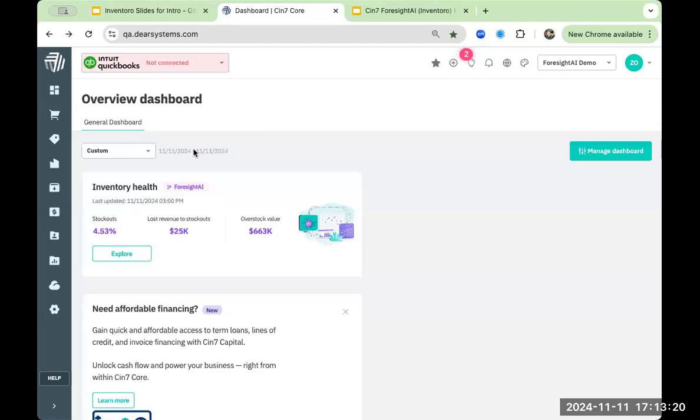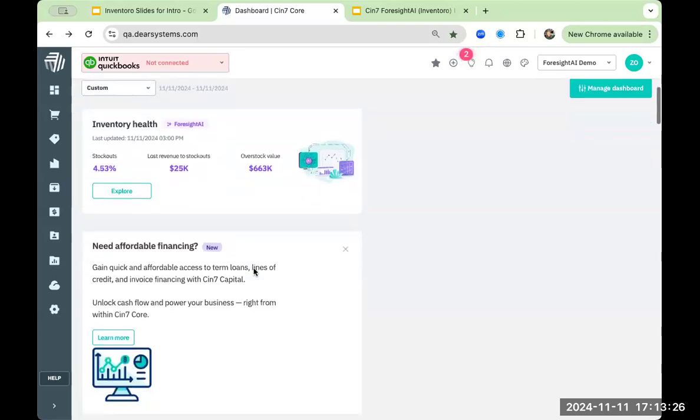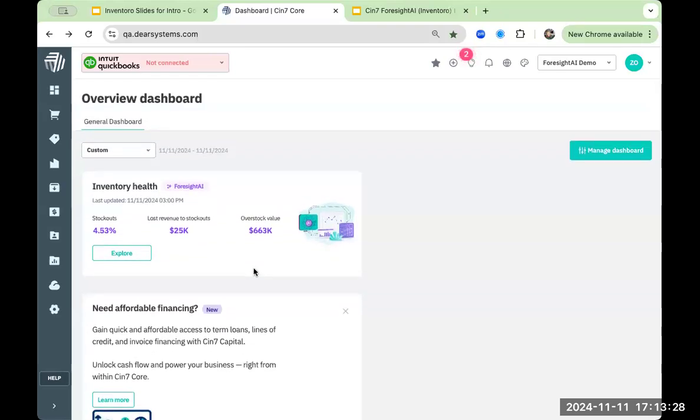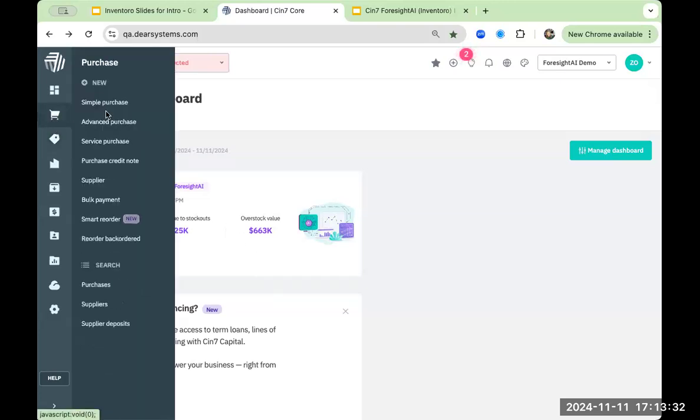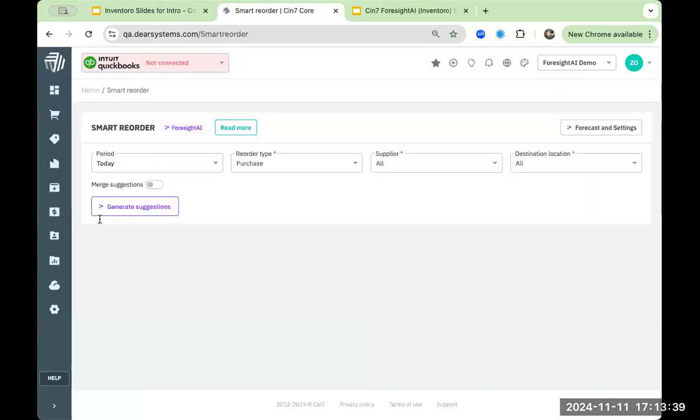So we just went over all the new insights and widgets available to you to show you the health of your inventory. Now, how do we fix it? So like I said, Foresight AI is designed to fix a very big problem: what to order, when to order, and how much. So this is where smart reorder is going to come into the picture. So taking a step back, Foresight AI is using your sales order history, AI, and a bunch of algorithms to calculate your reorder quantity.